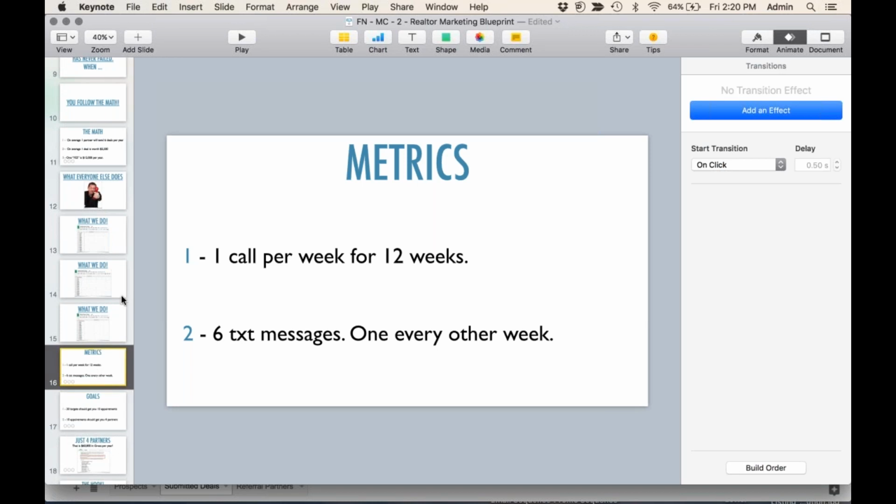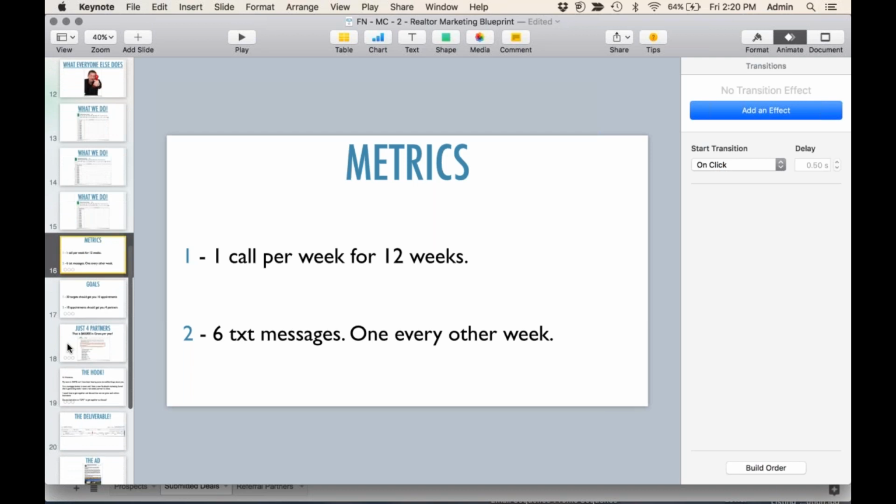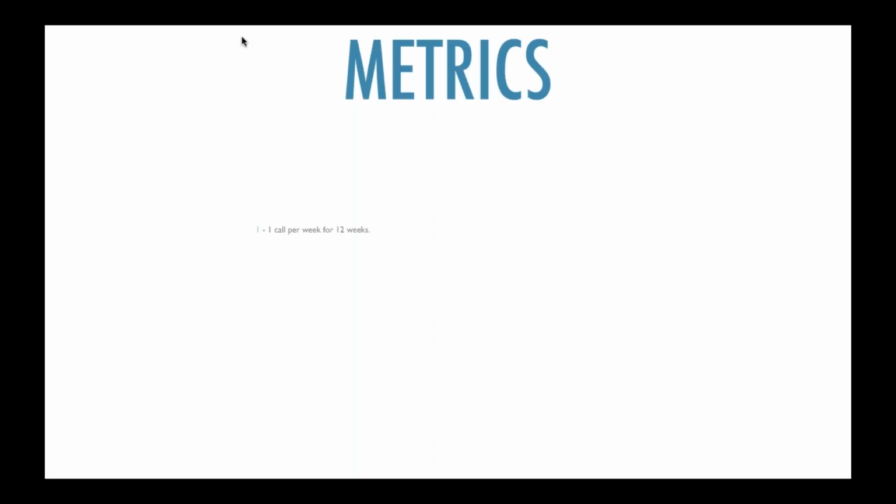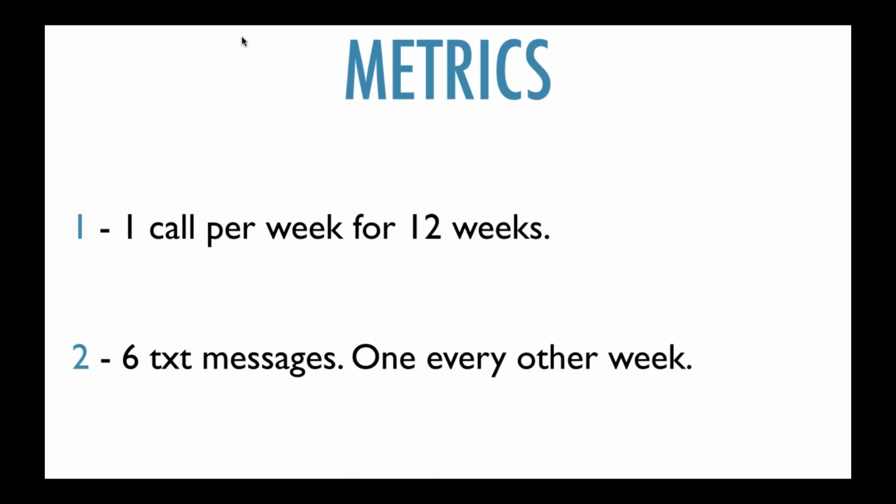We got to keep track of our metrics. And this is, again, going to seem a little bit overly simple, but I can't tell you how many times I've seen this implemented and work. So what you do is you get your list of 30 people and you follow this two-step sequence. You do one call per week for 12 weeks to those partners.